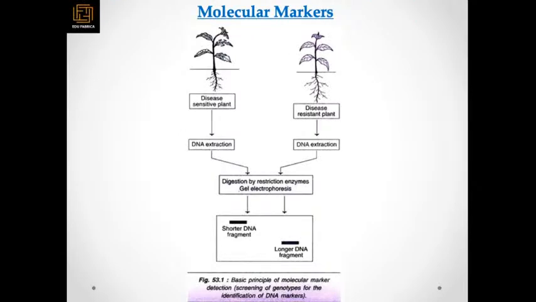On the left and right hand side, what you're seeing here is a disease sensitive plant and a disease resistant plant. We extract DNA from both, and then we digest them with restriction enzymes and run gel electrophoresis. Then the shorter DNA fragments are seen from one plant, whereas the other plant shows us longer DNA fragments. That's the basic principle of molecular marker detection and screening of genotypes for the identification of DNA markers.